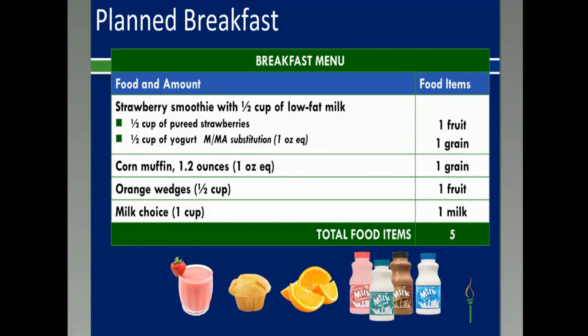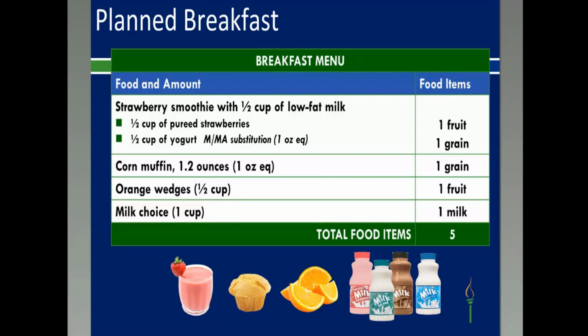Another example of a breakfast menu, a strawberry smoothie has a fruit and a grain in it. The yogurt is a meat alternate substitution. Notice that they still offered an actual grain. This is a requirement under offer versus serve at breakfast time. If you are going to offer any meat alternate, a grain must also be offered. This does not mean the student must take the grain, but the grain must still be offered for the student.